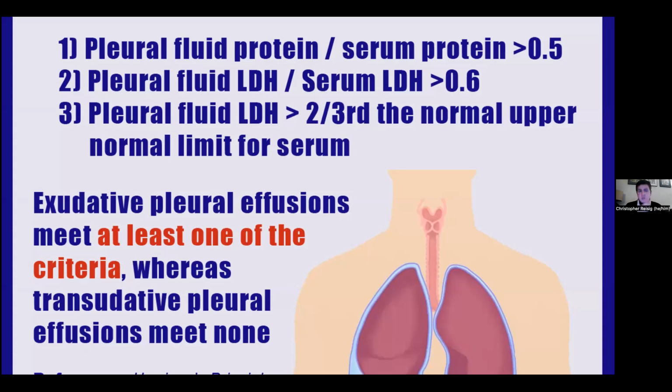So when you're thinking about Light's criteria, and if you can't remember in the moment what the exact ratio is, remember that an exudative effusion is going to have more stuff in it, or it's going to look more like the serum than a transudative is going to. So you're going to have a higher pleural to serum protein ratio in exudative, higher LDH to serum ratio in an exudative. That's kind of how I think about it.